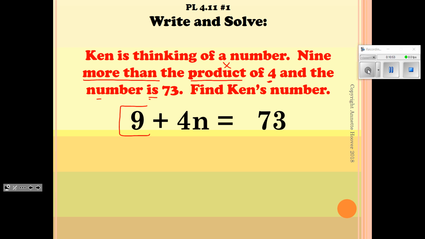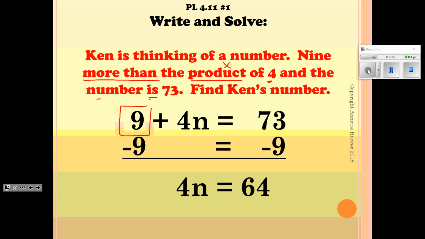We move what is not attached to the variable first, so we're going to subtract 9 on both sides. Now, the variable is being multiplied by 4, so we divide by 4 on both sides of the equation, and we find the number to be 16.